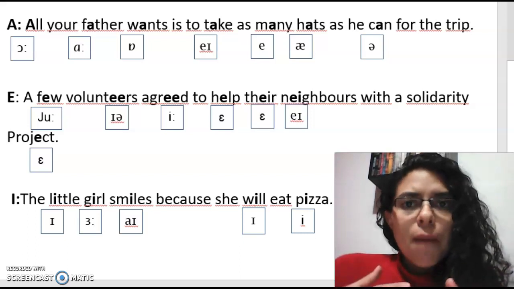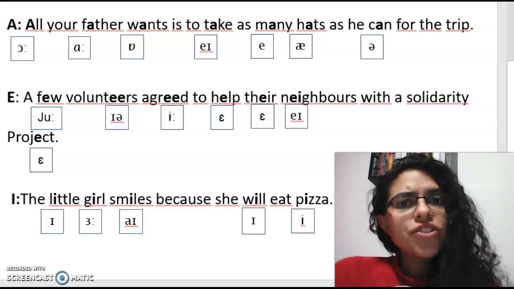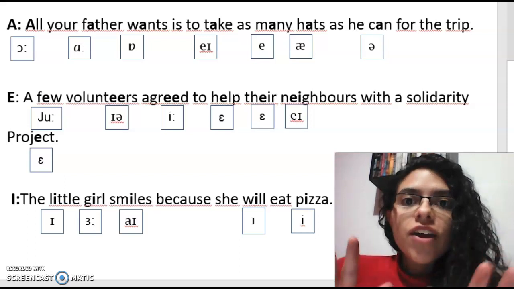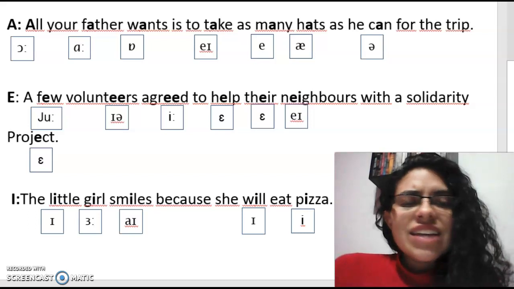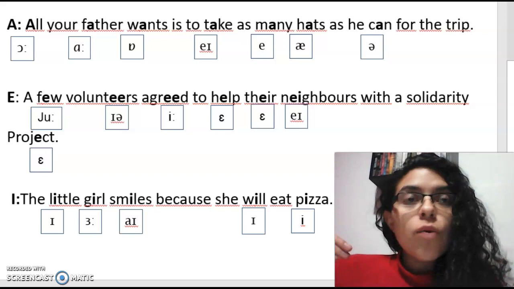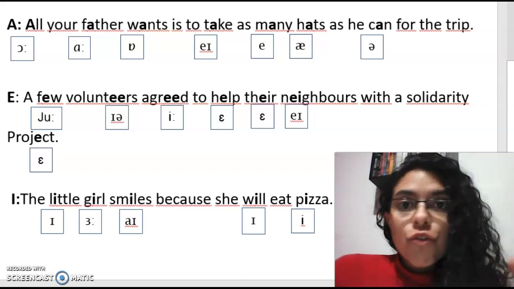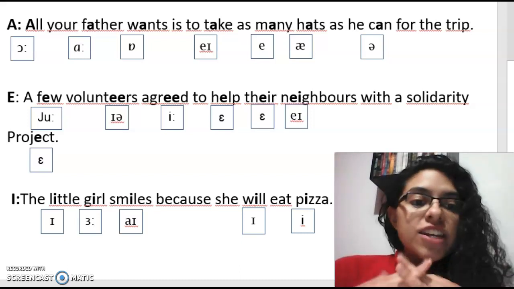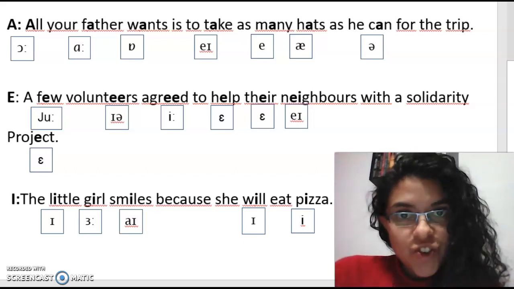English vowel system because we only have five vowel letters in the alphabet, right? But we actually have 15 vowel sounds. How is that? So the key is that each one of the vowel letters uses like 4 or 5 different vowel sounds. Okay, so it is very important to learn them so we can improve our pronunciation.